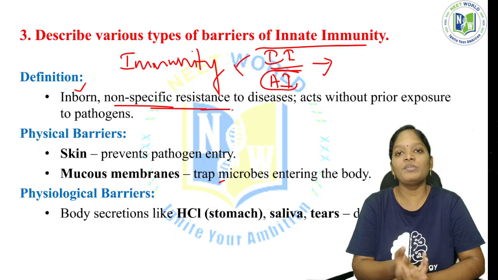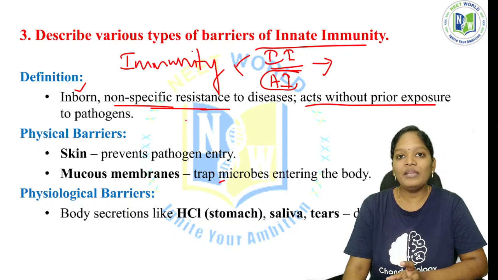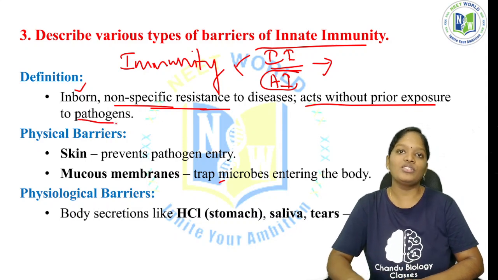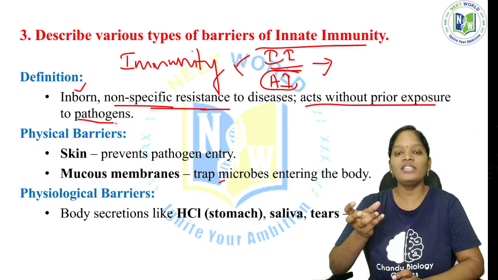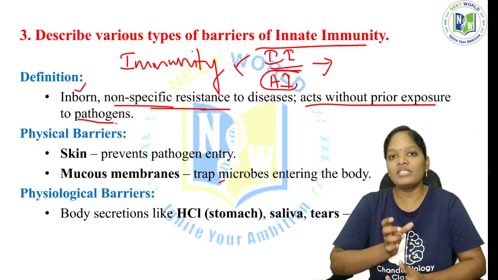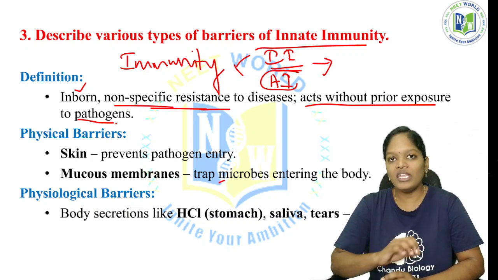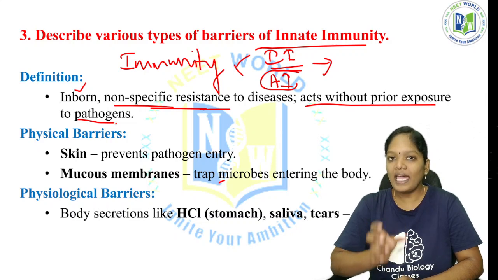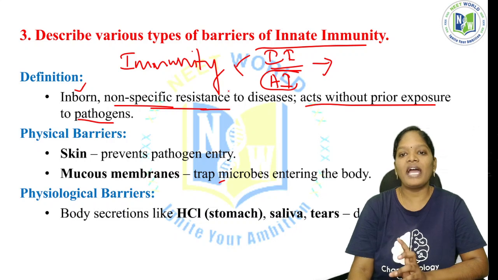So this is non-specific resistance. This acts without prior exposure to the pathogens. As I have mentioned before, we have memory cells. These memory cells remember the process, how our antibody killed the antigen when it entered the first time. Innate immunity doesn't have any memory cells. They act without any previous exposure, and this is inborn.